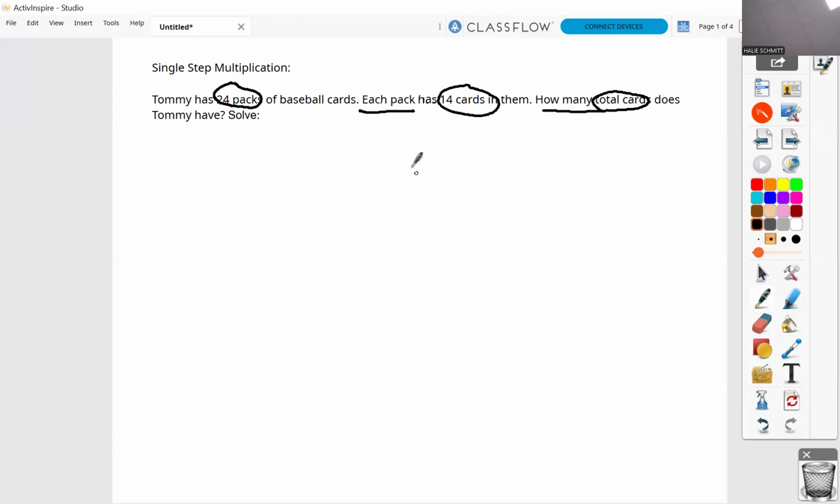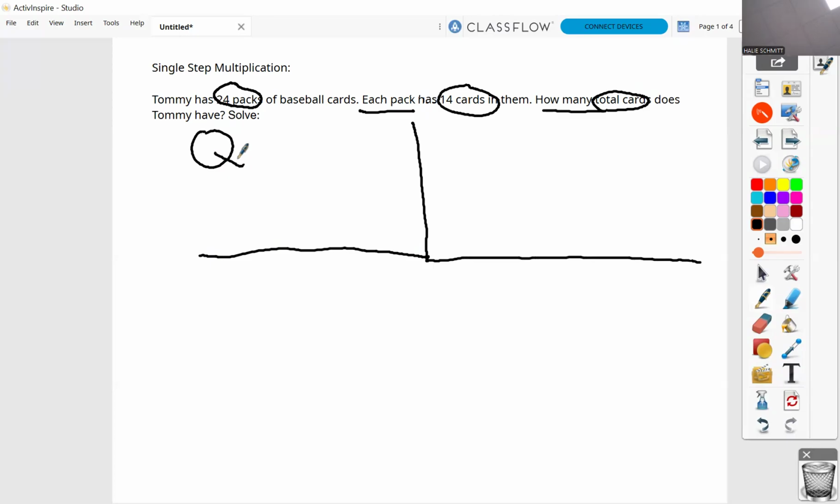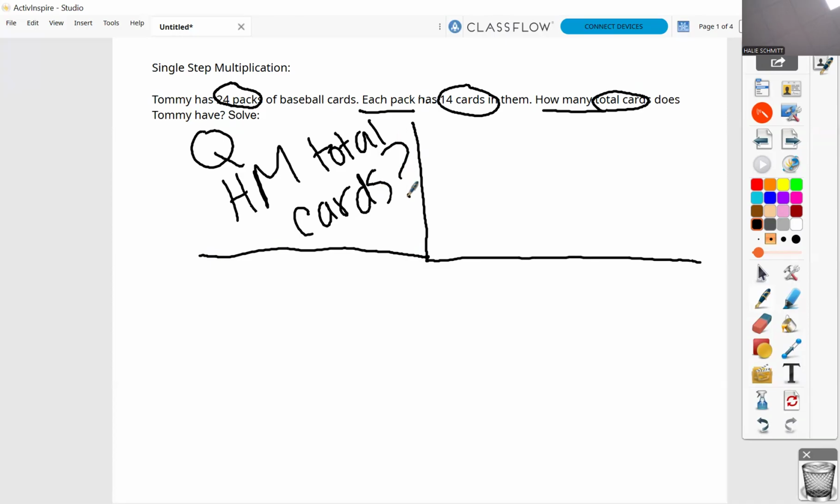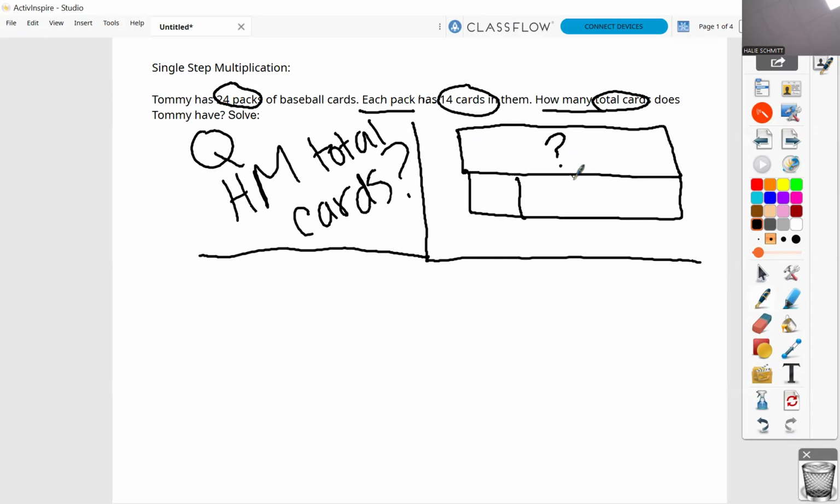So when we solve this, we use a window pane method. So I'm going to do an upside down T, which is our window pane. In this one, we have our question, right? So how many total cards? And then we have our picture. So it's looking for a total. So that is something that we do not know, right? That's our total. But we do know that we have 24 packages of cards.